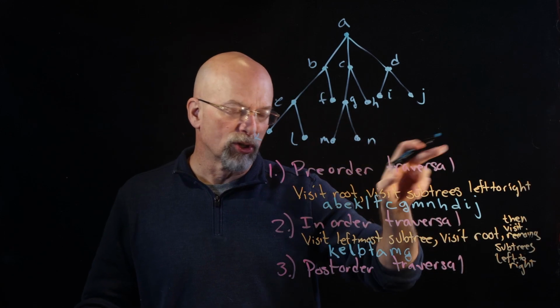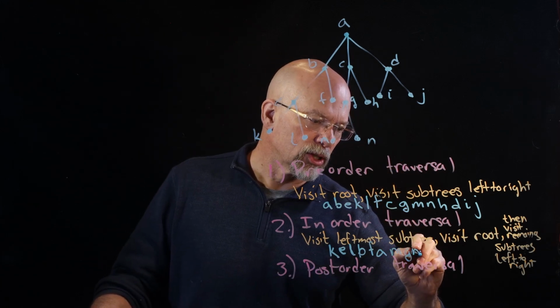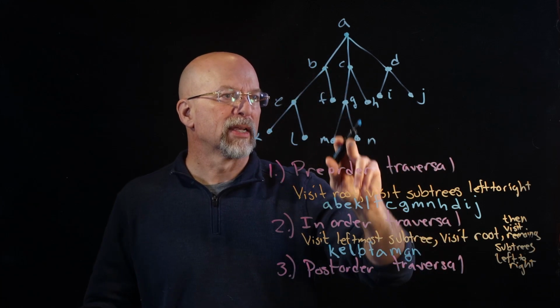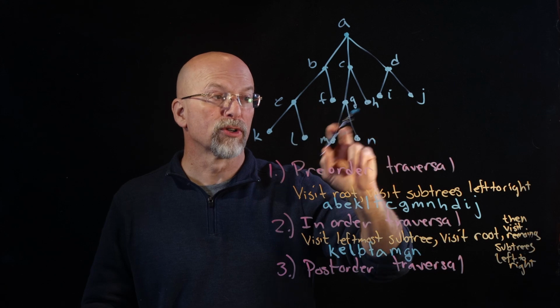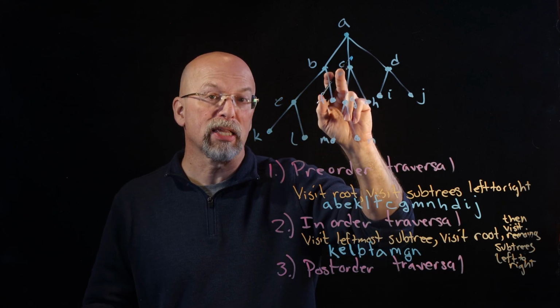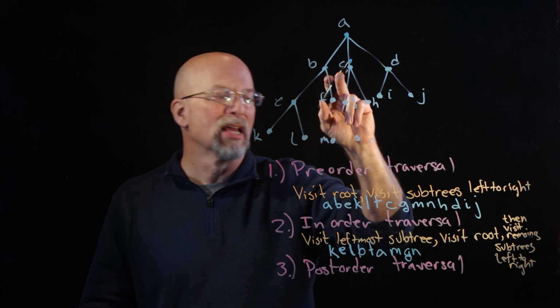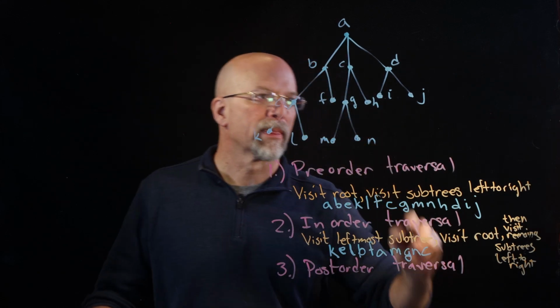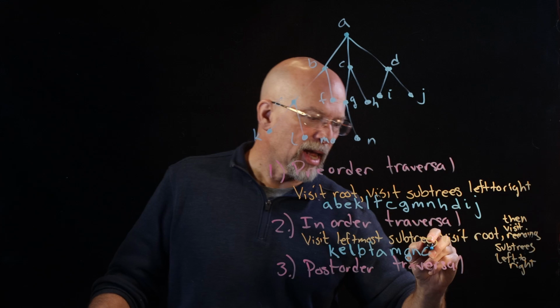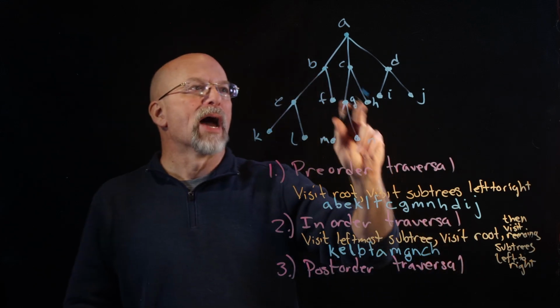Now we can visit its children going left to right, which is N. Now we come back up. G has no more children to the right, so we come all the way back up to C. Since C's leftmost child has been visited, we can now visit C. And now we can go down and visit H. Now we come back up.